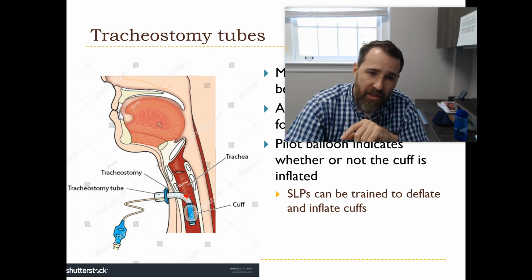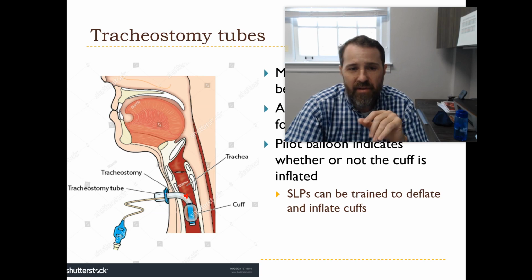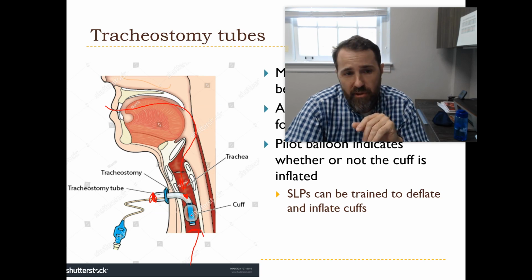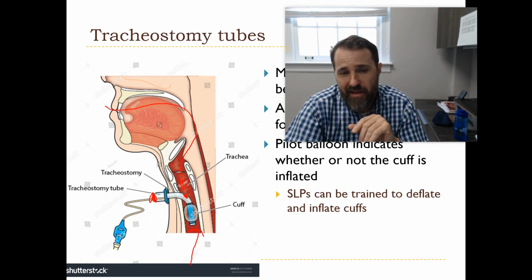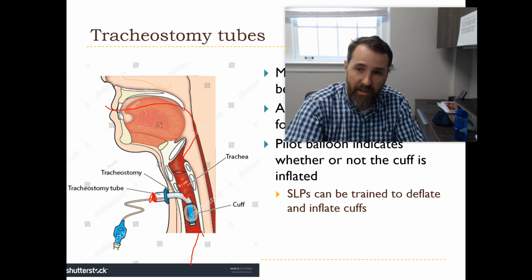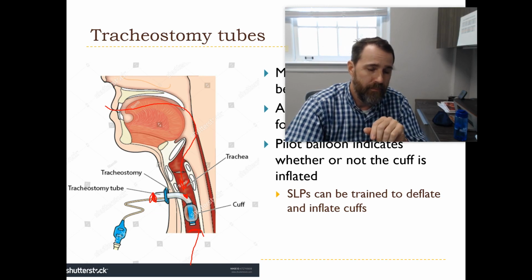And if we gave him a fenestration and left the cuff inflated and then capped the tracheostomy tube, then we're forcing him to breathe, inspiration and expiration to be happening through the bottom of the tracheostomy tube through the fenestration. And that's probably not a very comfortable way to breathe.